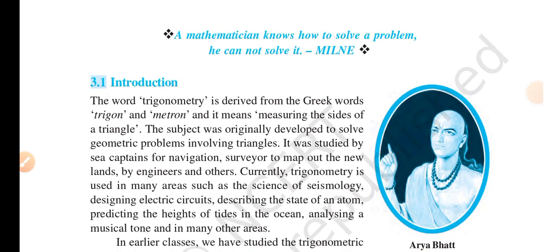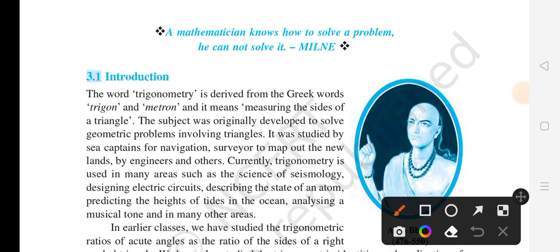So, firstly, let me introduce what is trigonometry. Actually, trigonometry is a word that is derived from the Greek words trigon and metron, whose meaning is measuring the sides of a triangle. By trigonometry, we will measure the sides of a triangle. Actually, it was developed to solve geometric problems involving triangles.